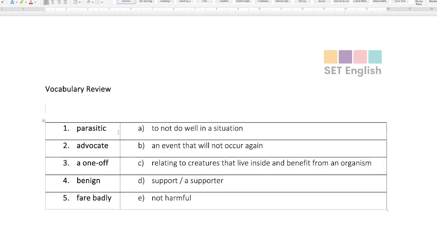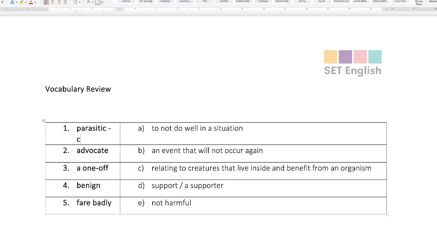Parasitic is C: relating to creatures that live inside and benefit from an organism. That comes from the noun parasite. If you can think of some parasites, types of worms that can live inside other ones. We've got bacteria, I guess, bacteria parasites as well. And there are parasites that are different kinds of creatures that come and live inside, under the skin or in the stomach or in the bowels, things like that. And they feed off your system. That's the idea of it.